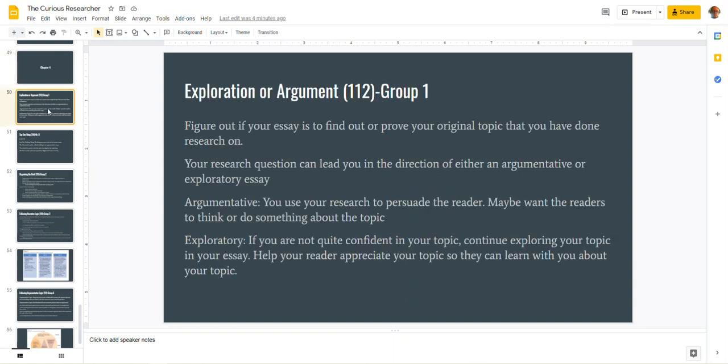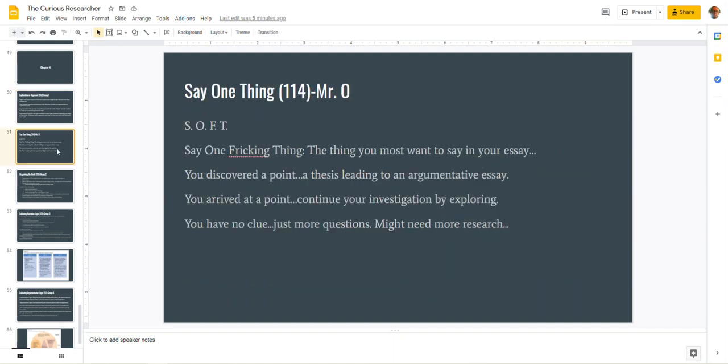Ballinger offers 2 ways, whether it's exploring or arguing. Your research question can lead you in a direction of an argumentative or exploratory essay. I don't really care which path you want to choose. It's up to you. Typically, the argumentative is where you want to persuade the reader. It's thesis driven, like a typical research essay. However, you can choose to explore. So if you're not quite confident in a topic, or in what you've learned well enough to state a thesis and make an argument, you can continue exploring your topic in the essay. Help your reader appreciate your topic so they can learn with you about your topic. So that's just informing people.